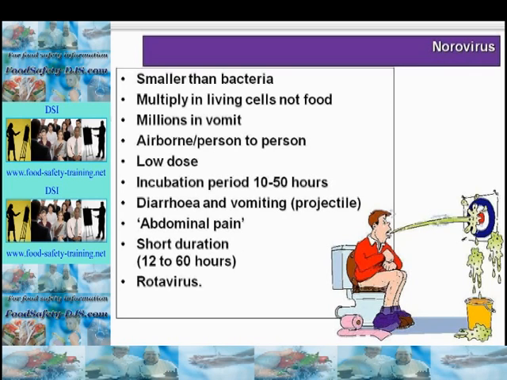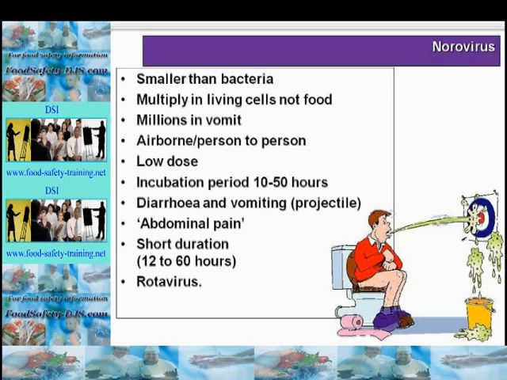Food vehicles include food that's handled frequently, sewage polluted water, especially when used to clean fruit, lettuce and shellfish. Control measures include using reputable suppliers of shellfish, excluding ill people and prevention of cross-contamination, and also thorough cooking to 75 degrees Celsius core temperature.